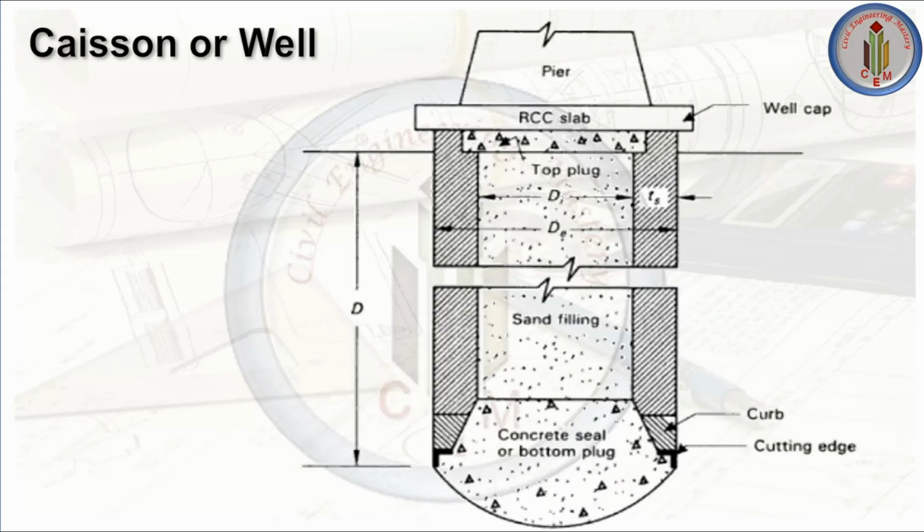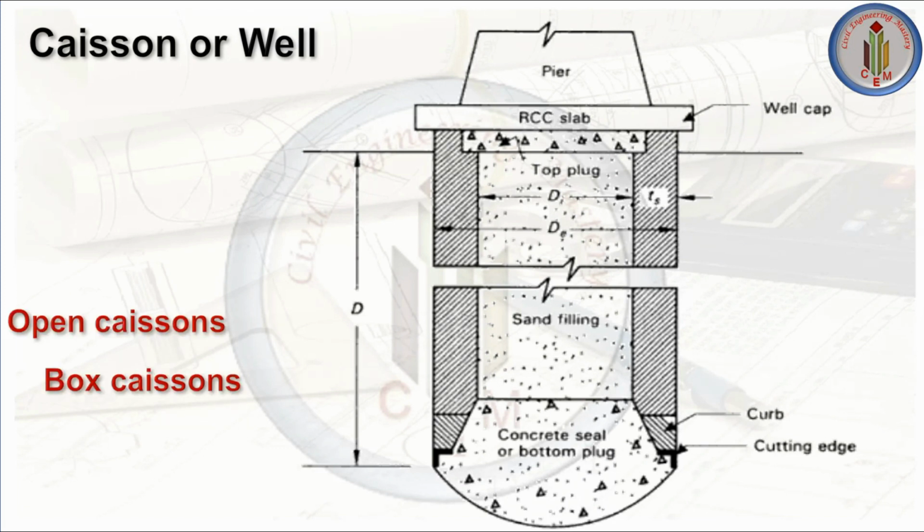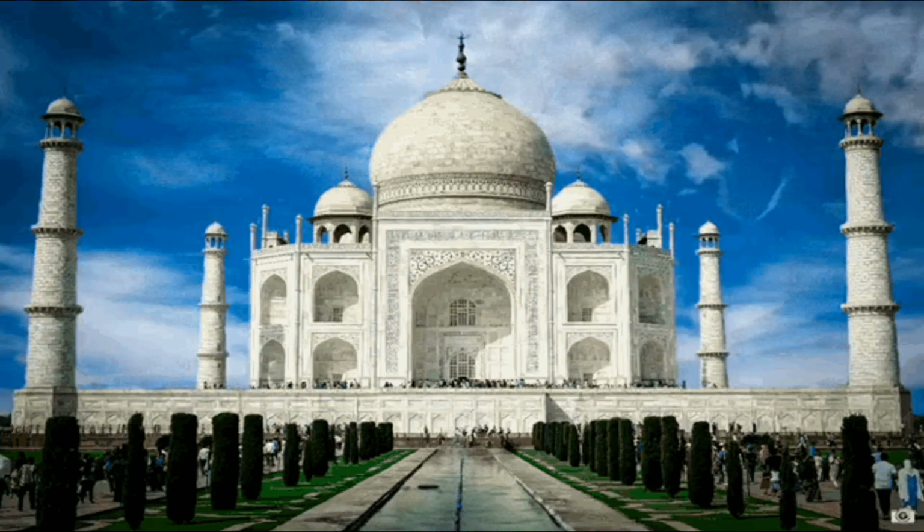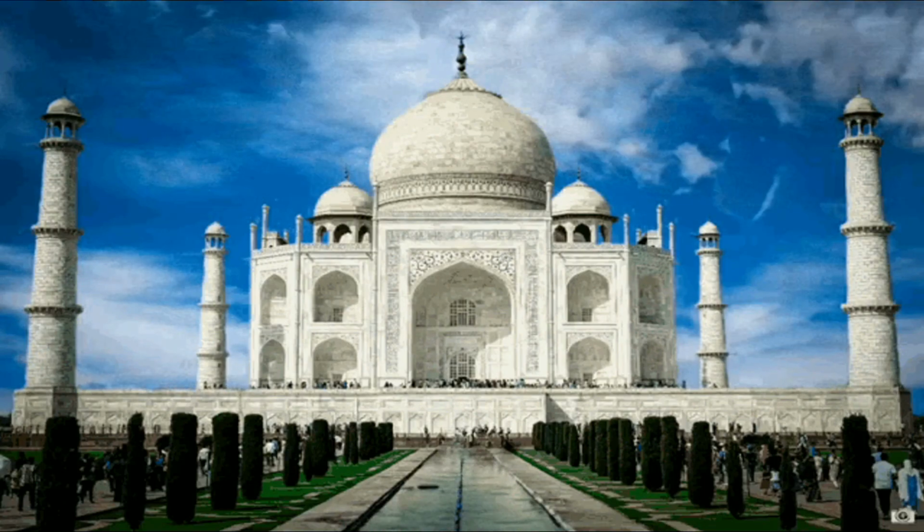The second type of deep foundation is caisson or well foundation. It is extensively used in river and marine underwater construction. There are three types of caisson foundation. One is open caissons, second is box caissons, third is pneumatic caissons. This type of well foundation was used in India 100 years ago. A well-known monument, the Taj Mahal, is standing on this well foundation.